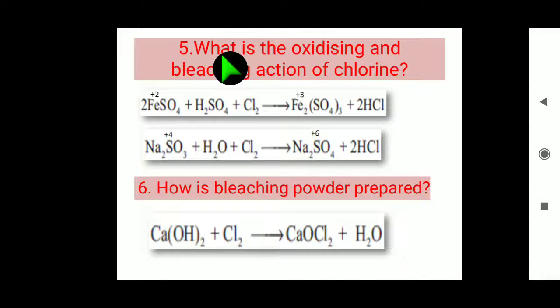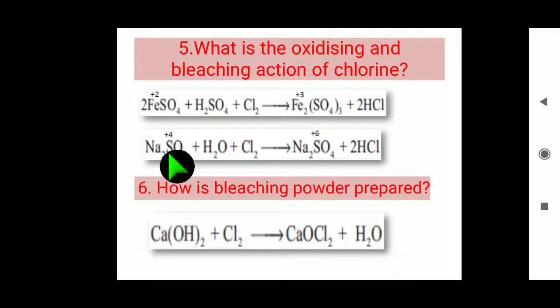Okay. Question number 5. What is the oxidizing and bleaching action of chlorine? So oxidizing property I already explained. The oxidation number will increase. Here ferrous sulfate, ferrous oxidation state +2. Here ferric sulfate will form on the product side. The iron oxidation state +3. After adding the chlorine gas in the acidic medium, concentrated sulfuric acid, we can get the oxidation.